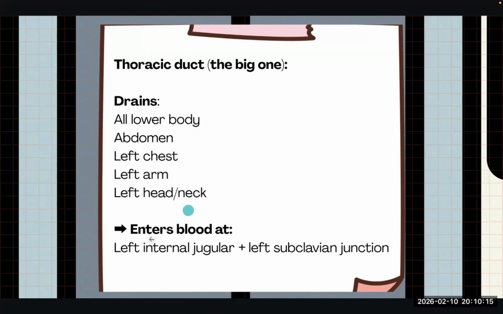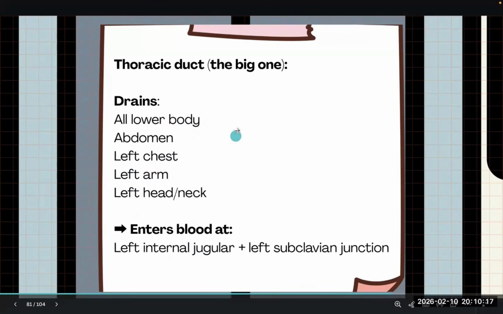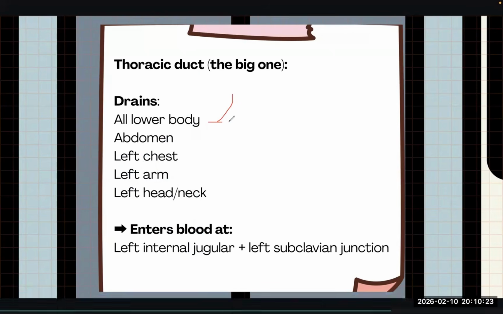Okay. And then what is it going to do? It's going to enter at that little angle. Oh, I can annotate here. Okay, that little angle between the subclavian and the jugular. Over here, you have this little angle on the left side. That's where the thoracic duct is going to go. And then you have the next drain.